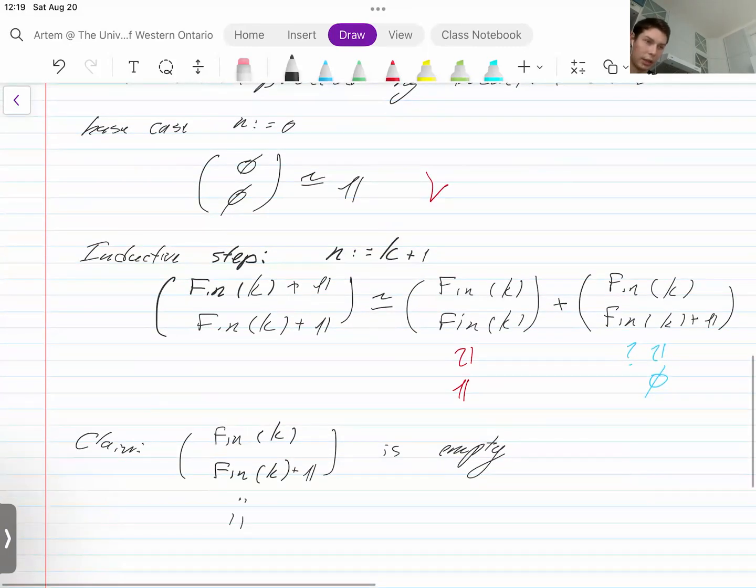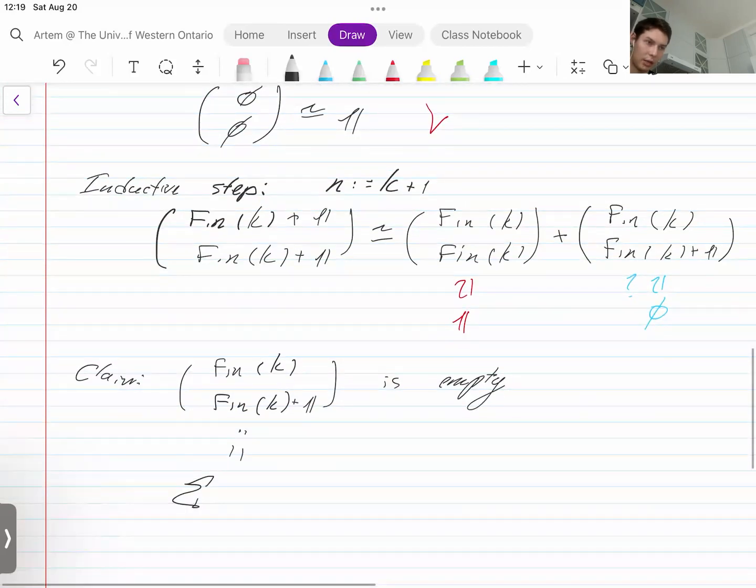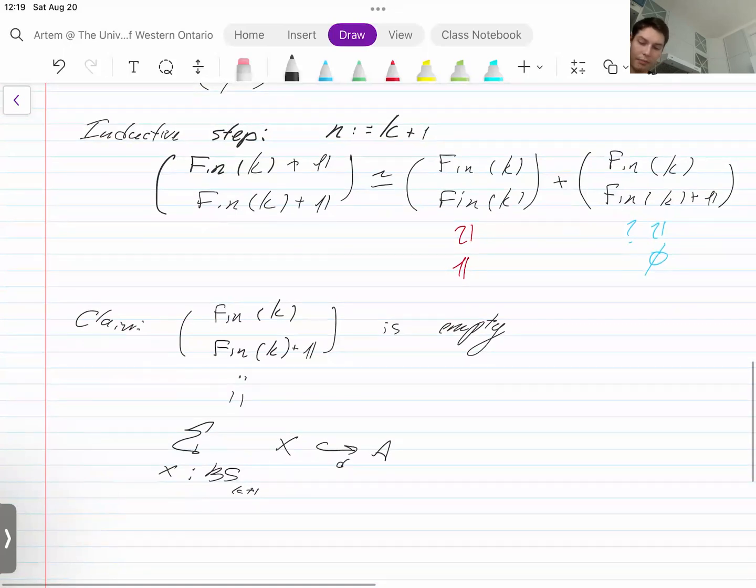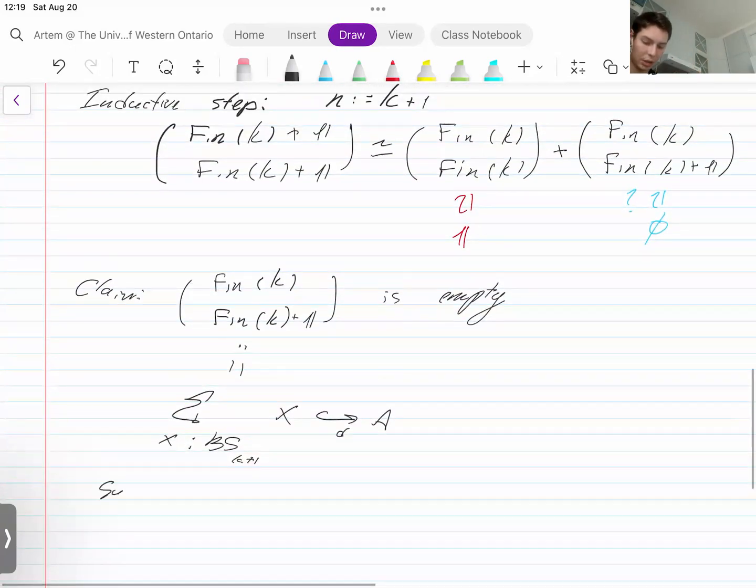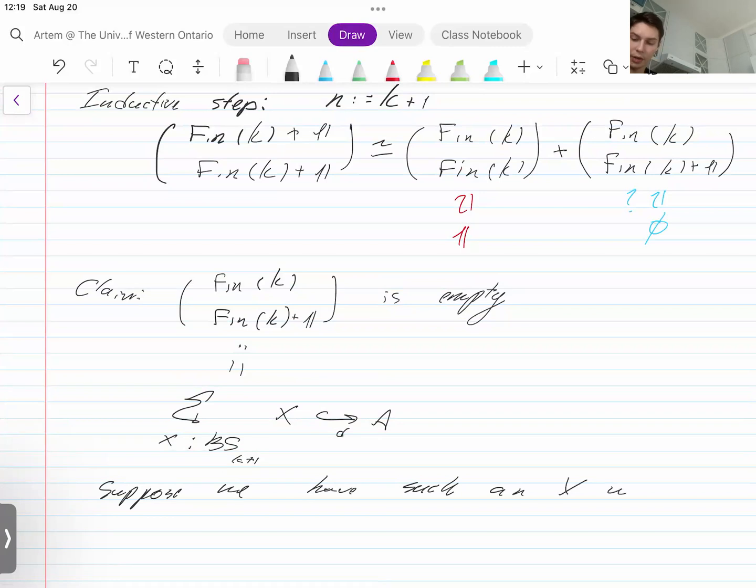So recall that this is sigma x in BS k plus 1, x decidable embeddings into A. Okay, so basically, what we are trying to say is that assuming we get an element of this type, we get an element of the empty type. Also, suppose we have such an X with an embedding.